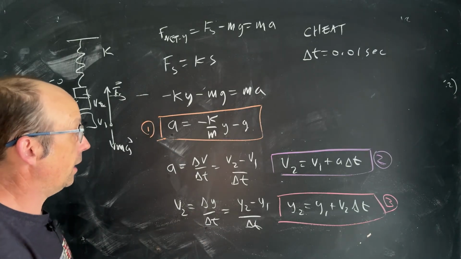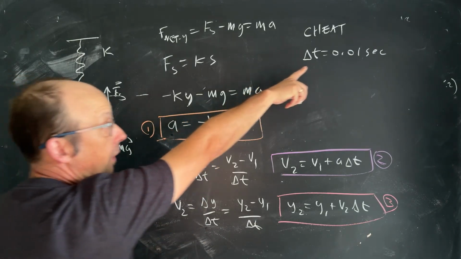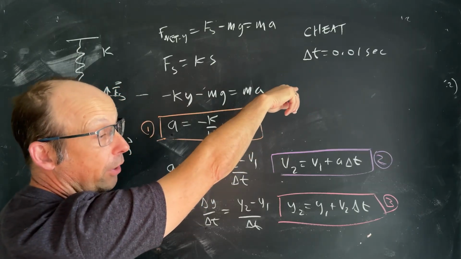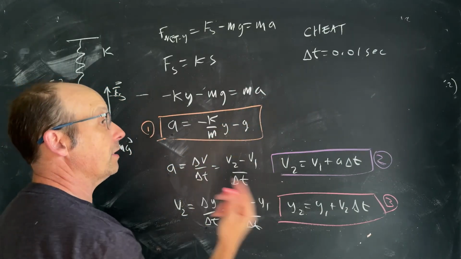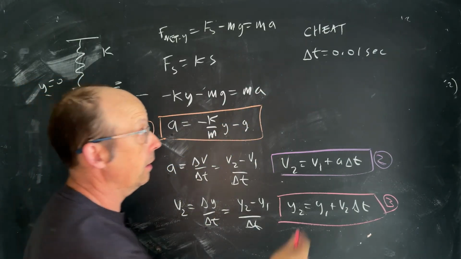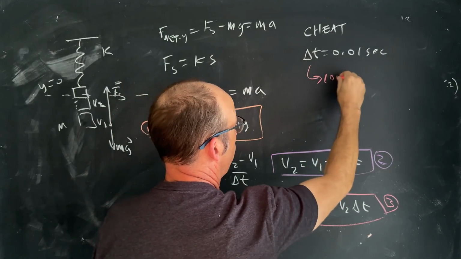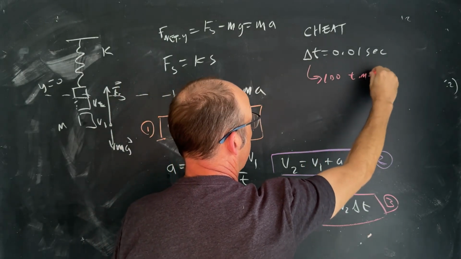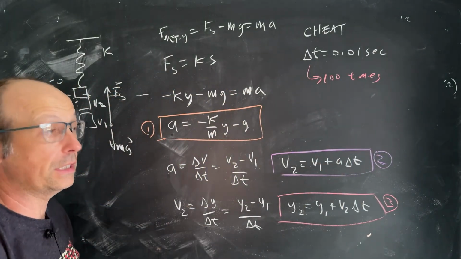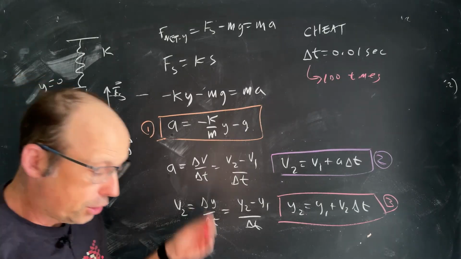Okay, so I'm going to keep doing that again and again. So if I have a time interval of 0.01 seconds, and I want to see how this thing moves after 1 second, this would be 100 times. I'd have to do these, right? I have to do the 0.01 second time interval 100 times.